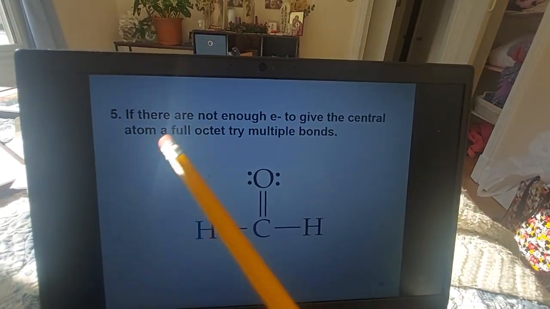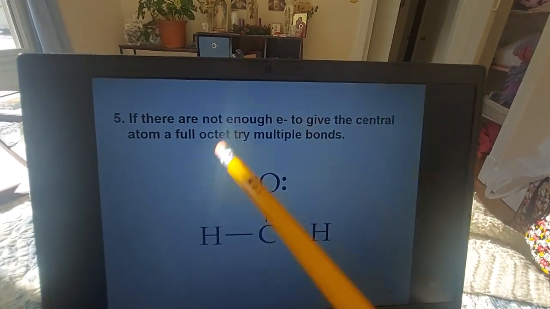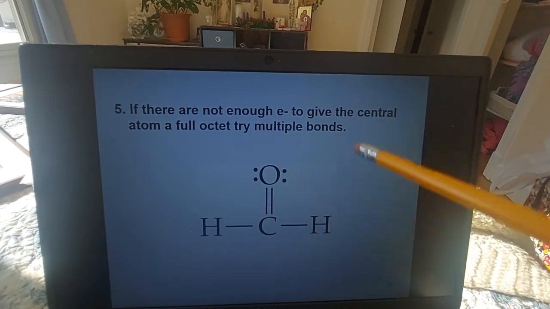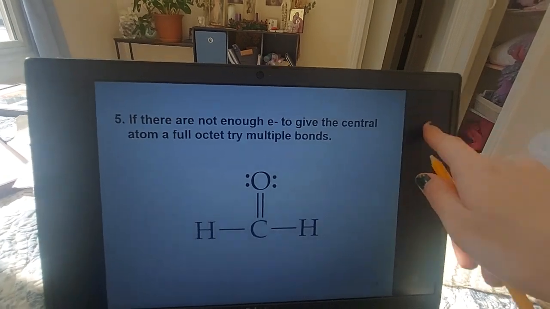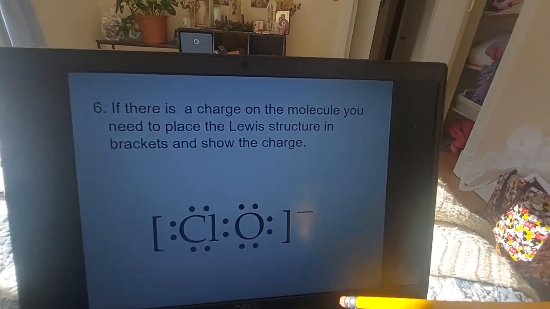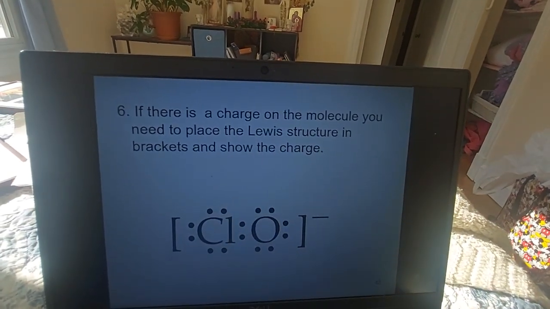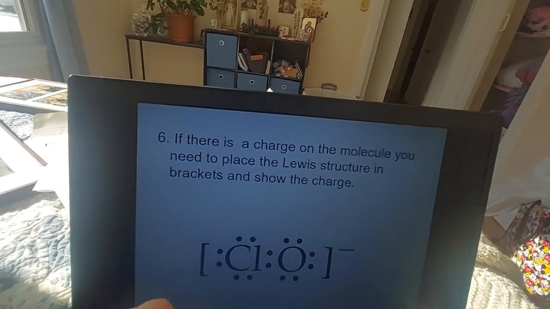So if you happen across something funky like this in your practice for today, just skip over that one and we'll see if we can go over it in class tomorrow, okay? All right, and then we'll be adding something later on talking about charges, but that is not necessary for today.